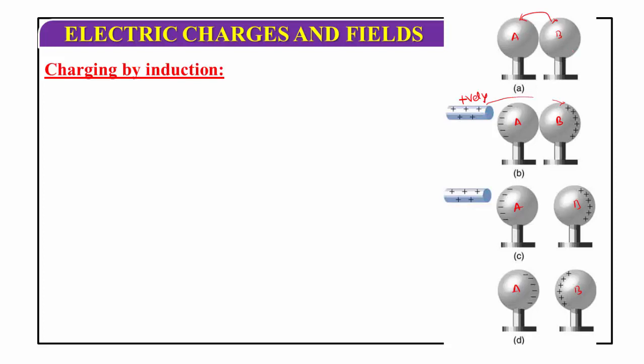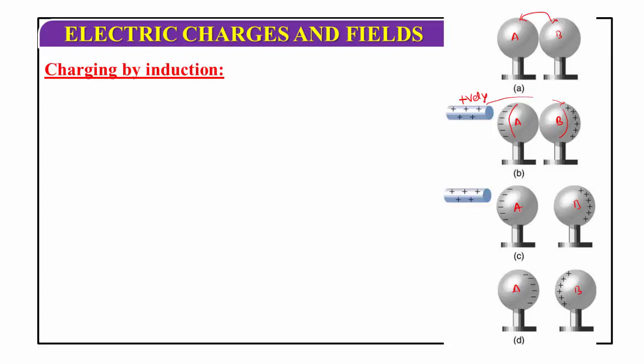In the first case, we bring two metal spheres A and B, supported on insulating stands. In the second case, we bring a positively charged rod near the sphere A. The free electrons in the spheres are attracted towards the rod, and the excess positive charges are repelled away from the rod. Therefore, the left surface of A has an excess of negative charges, and the right surface of B has an excess of positive charges.